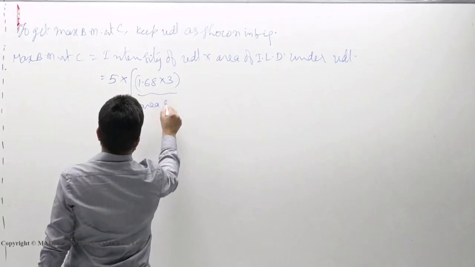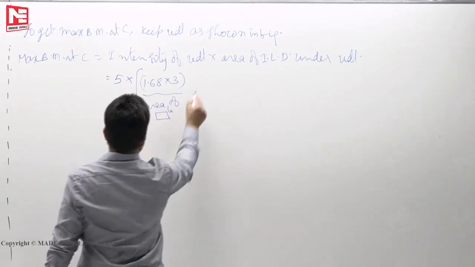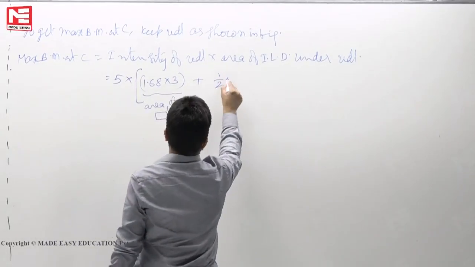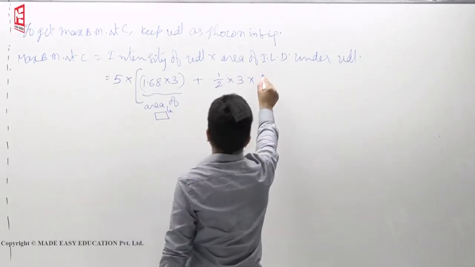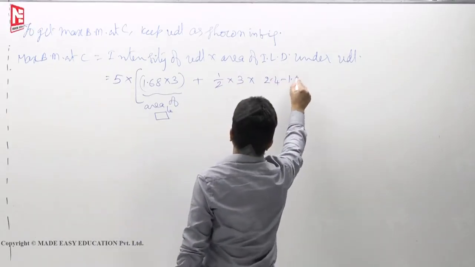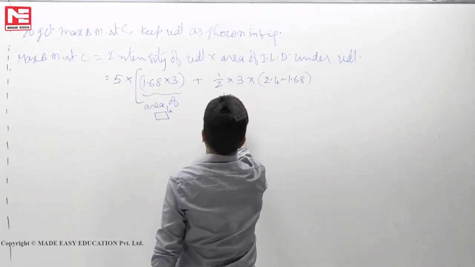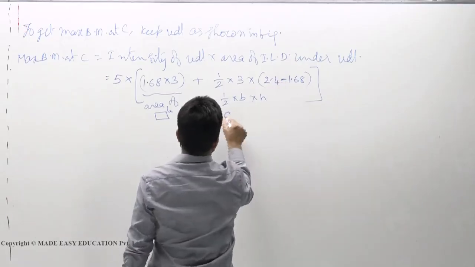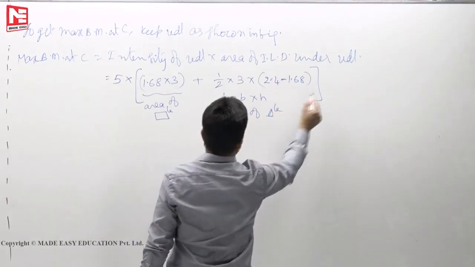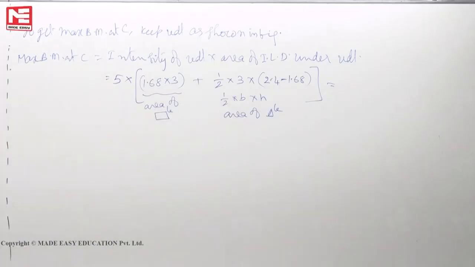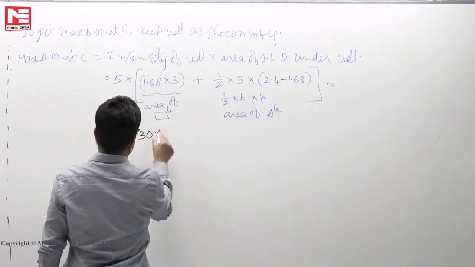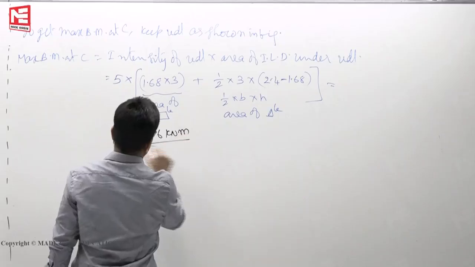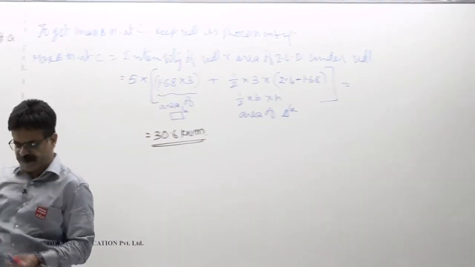this is area of rectangle, plus area of the triangle, half, base is 3 meters, total height, now left out height is 2.4 minus 1.68, this is half base into height. This is area of triangle. So, you will get 30.6 kilonewton meter. So, one of the options will be 30.6.